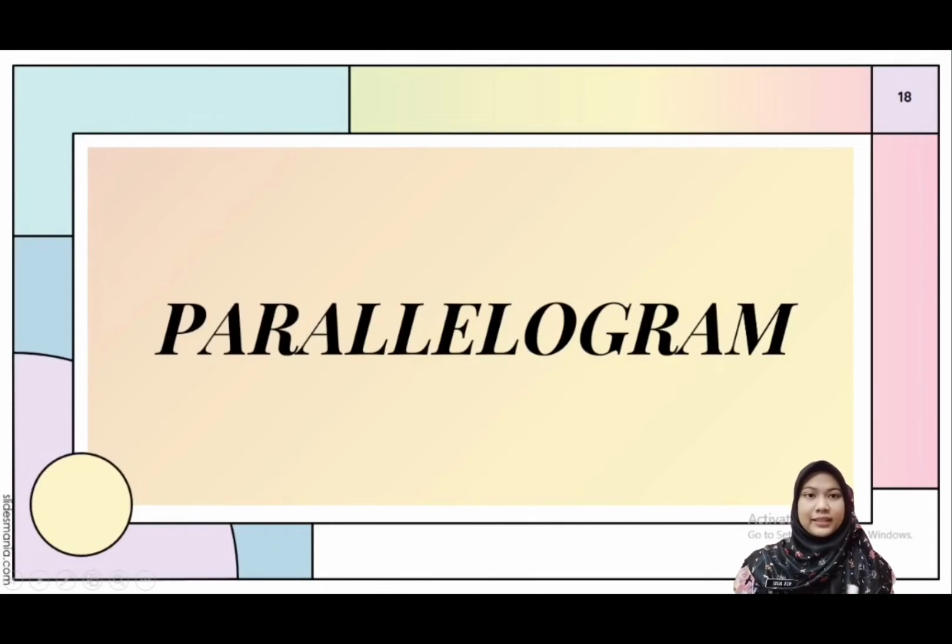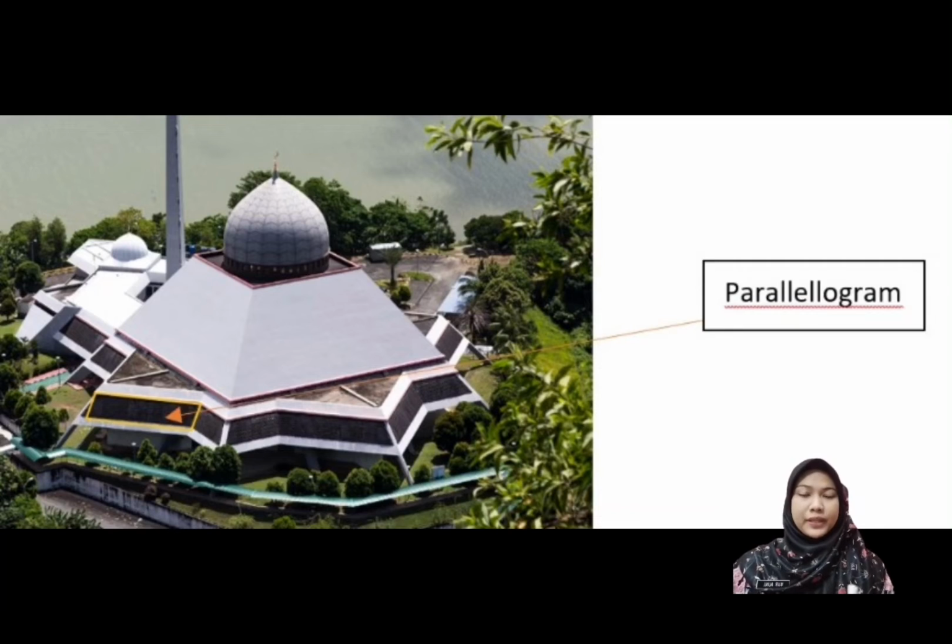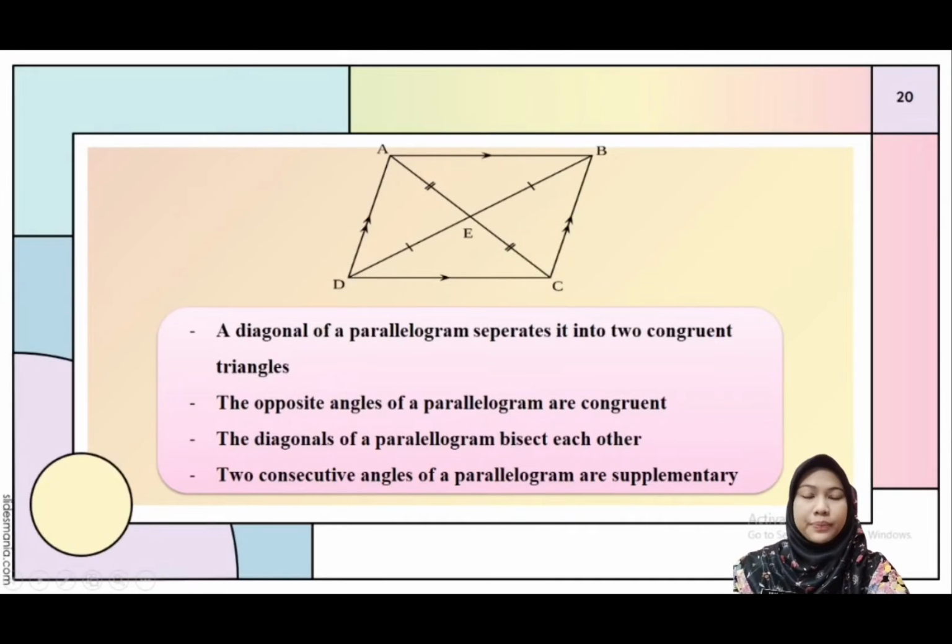Okay, the next shape is the parallelogram. From this picture, we can see the parallelogram shape appears on the window of the mosque. Based on this picture, we can say that the diagonal of a parallelogram separates it into two congruent triangles. The opposite angles of a parallelogram are congruent. The diagonals of a parallelogram bisect each other. And the last one is that two consecutive angles of a parallelogram are supplementary.